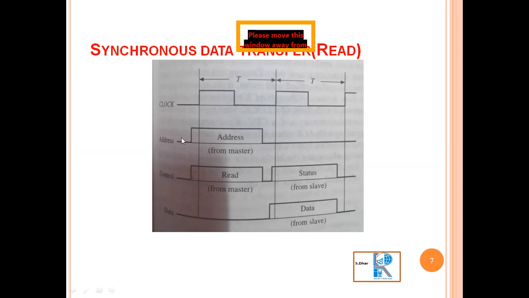Again, I am telling, master wants to read the data. So in the first time period, it gives the address along with the read signal. This comes from the master. And in the next time period, as this is synchronous, one clock is related, so in the same time period it cannot do it, it has to go for the next period. So in the next period, slave will make the data line high. That means it will put the data in the bus, and along with it also make the status signal high. That means it will tell the master that see, I have put the data into the bus. So this is the read operation using the synchronous data transfer.